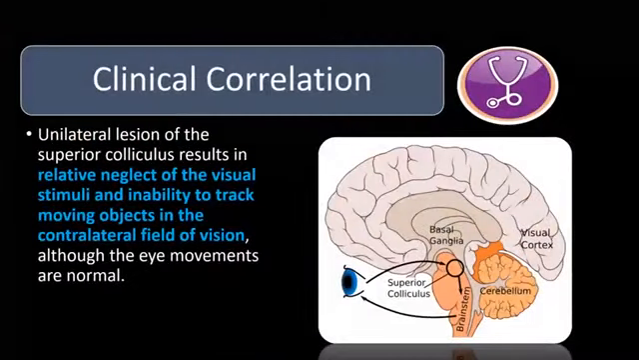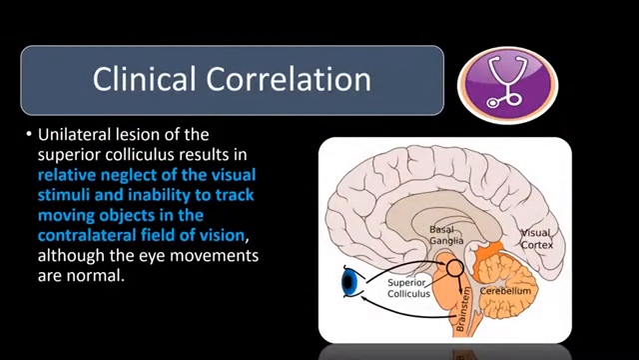The next clinical condition we'll look at is unilateral lesion of the superior colliculus, and this will result in relative neglect of visual stimuli and inability to track moving objects in the contralateral field of vision.